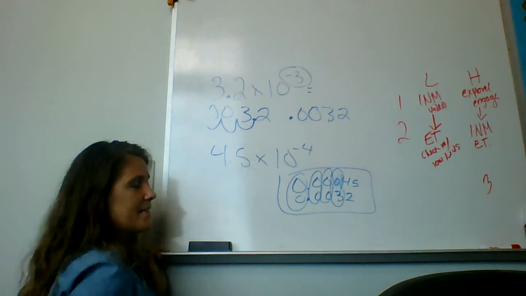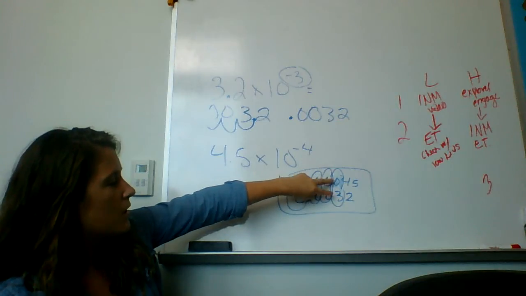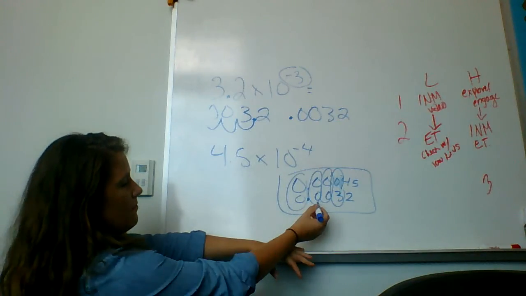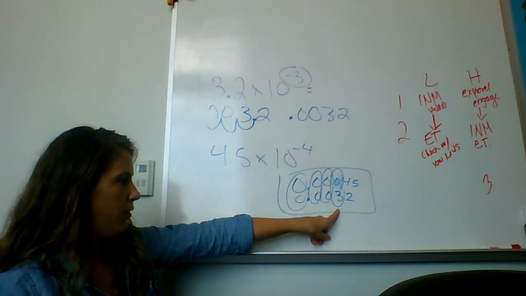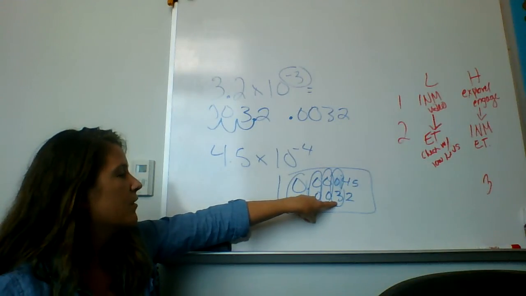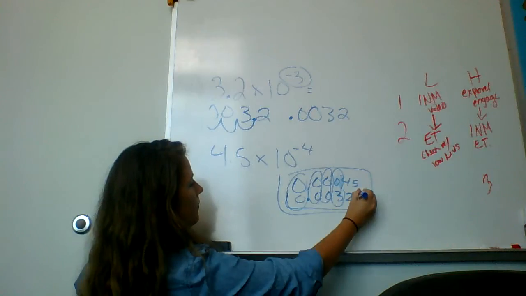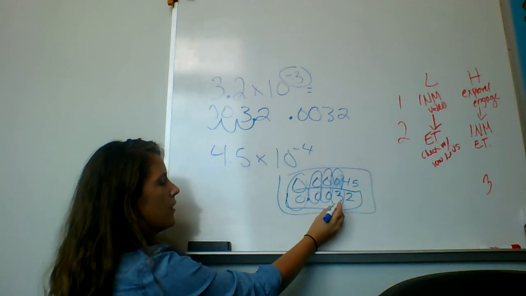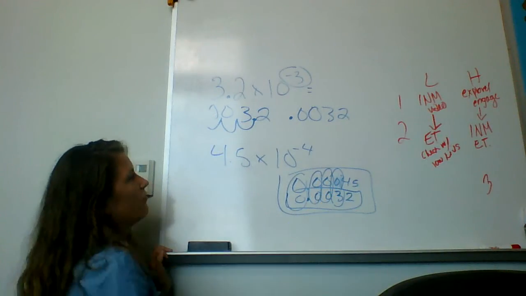When I line up my decimals, the first time I see two numbers that are not the same, so this was the same, these are different, that's where I evaluate which number is bigger. Which is bigger, my 0 or my 3? Well, 3 is bigger than 0, so that means this number, 0.0032, is larger than 0.00045.